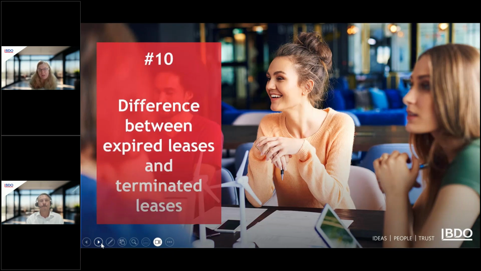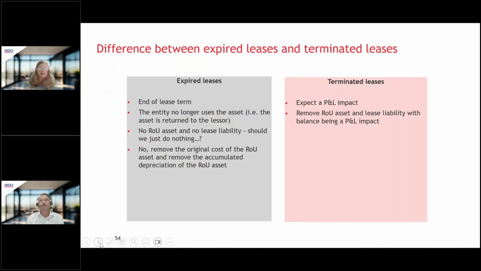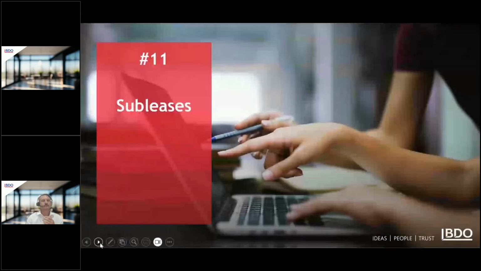Number 10, what is the difference between expired leases and terminated leases? An expired lease reached the end of its lease term. So usually your lease liability is zero, your right of use asset fully depreciated. Can we just leave it? No, you have to remove the original cost of the right of use asset. You have to remove the accumulated depreciation from your balance sheet. If it's a terminated lease, it's terminated early before the end of the lease term, and therefore we would expect a P&L impact because you remove the remaining lease liability, you remove the remaining right of use asset, and usually there's a P&L impact that we also have to deal with.